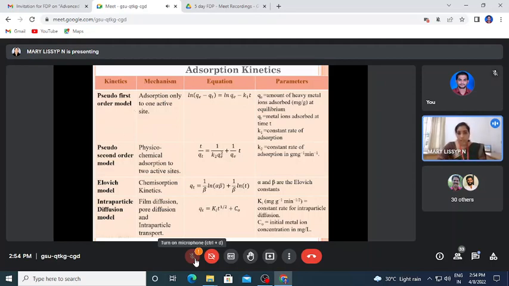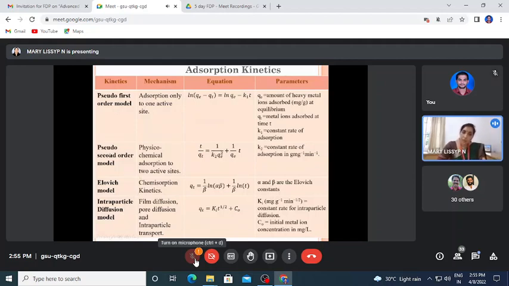In the second order model, you can see that both physical and chemical adsorption take place, so 2 active sites will be getting filled with the metal ions. Many mechanisms are happening like that. The third one is the Elovich model, where chemisorption kinetics is taking place. The intraparticle diffusion model consists of 3 types of diffusion happening: film diffusion, pore diffusion, and intraparticle transport.